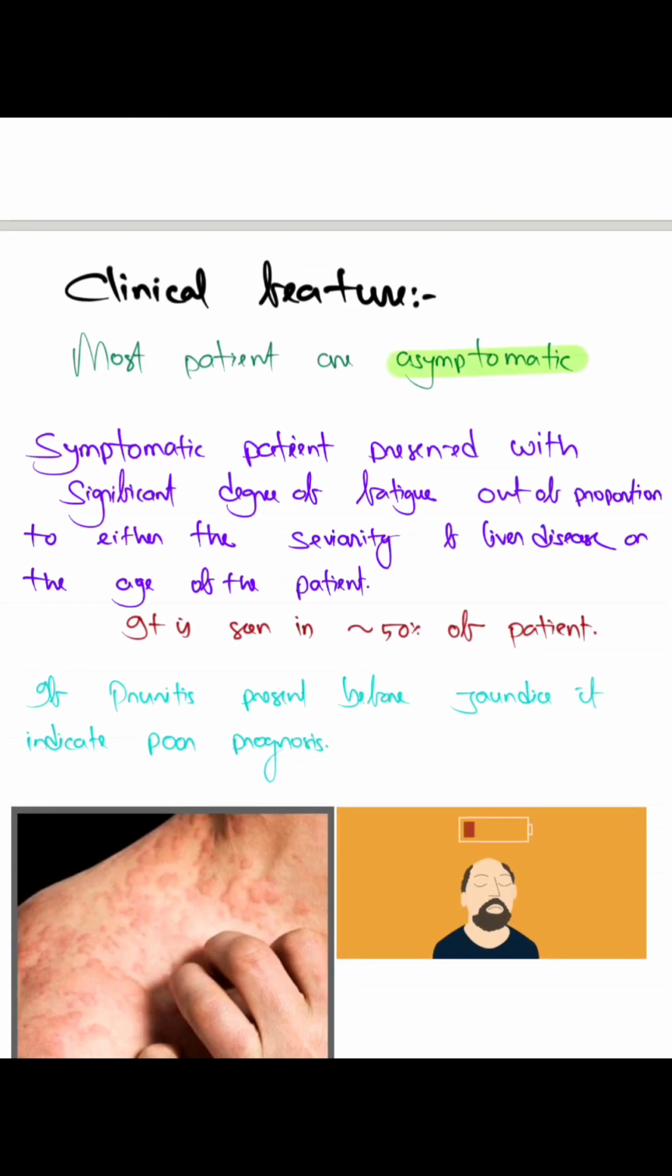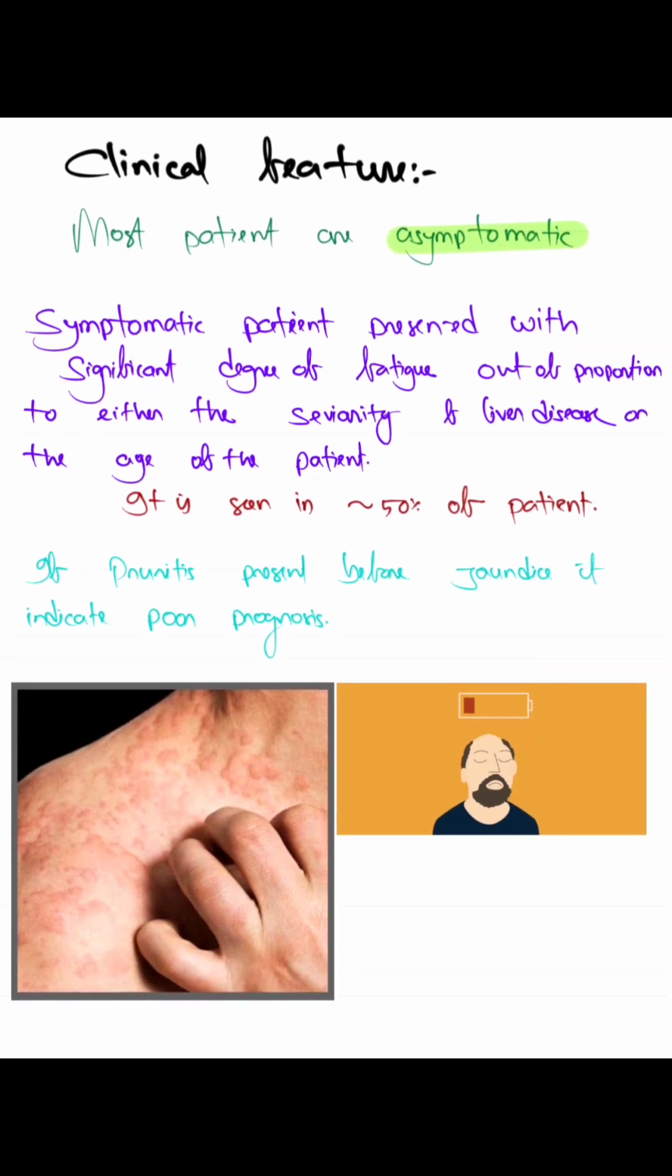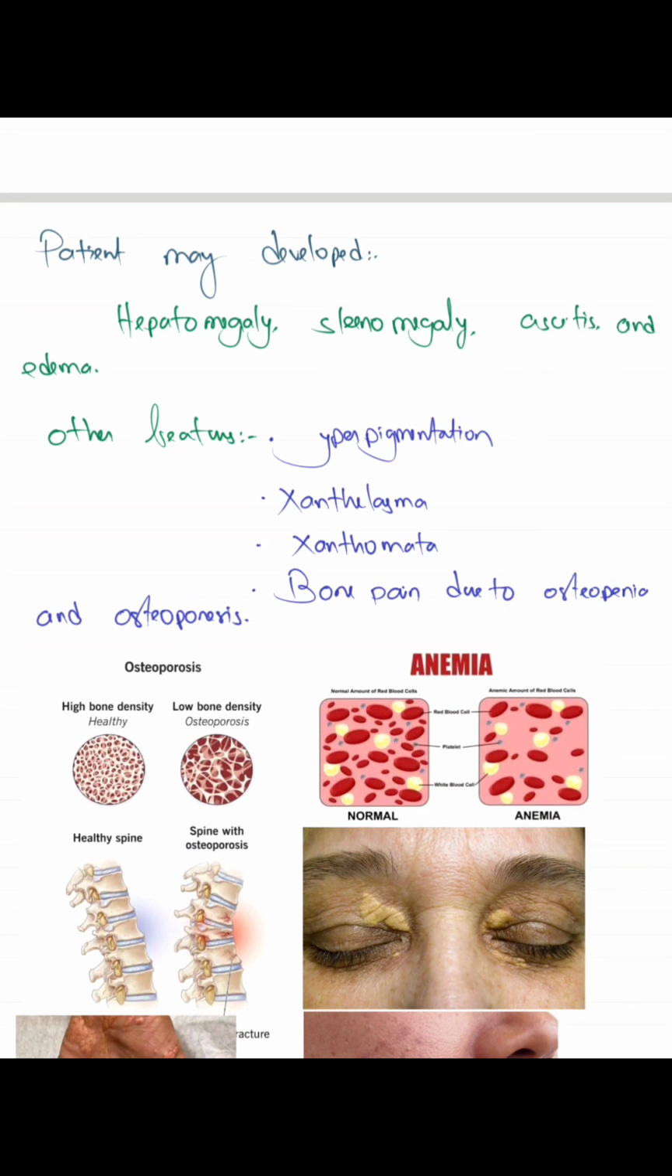Most patients are asymptomatic, but a few patients may present with fatigue, which is out of proportion to either the severity of the liver disease or the age of the patient. Some patients also present with pruritus. But if the pruritus develops before the onset of jaundice, then it indicates poor prognosis. Patients may also develop hepatomegaly, splenomegaly, ascites, and edema.